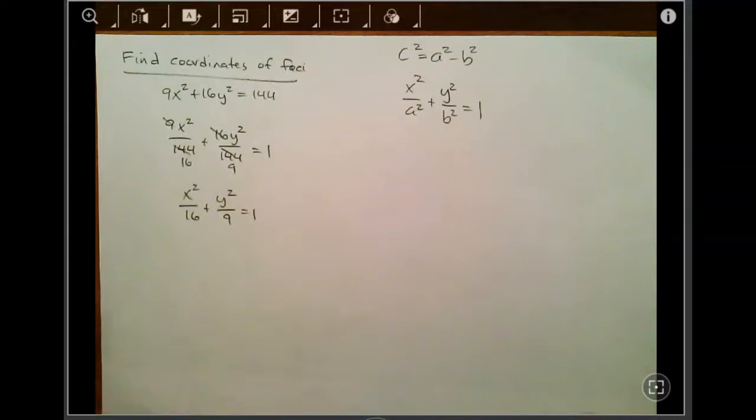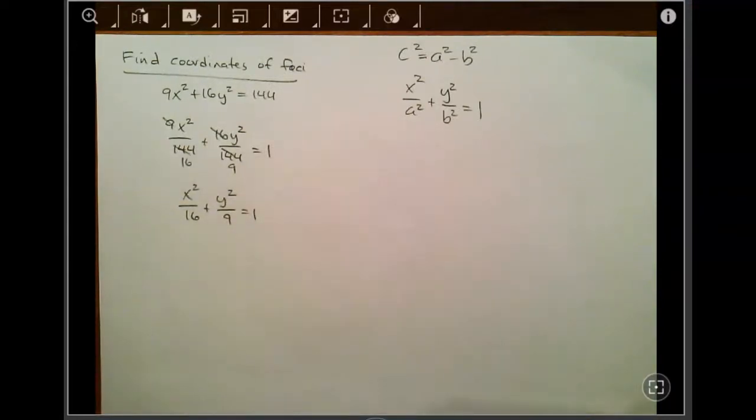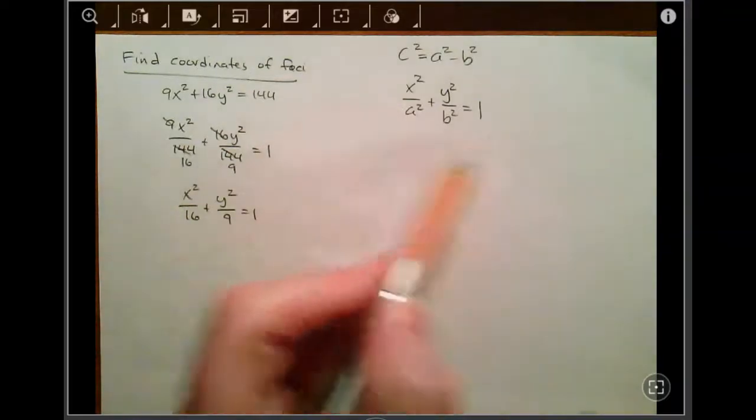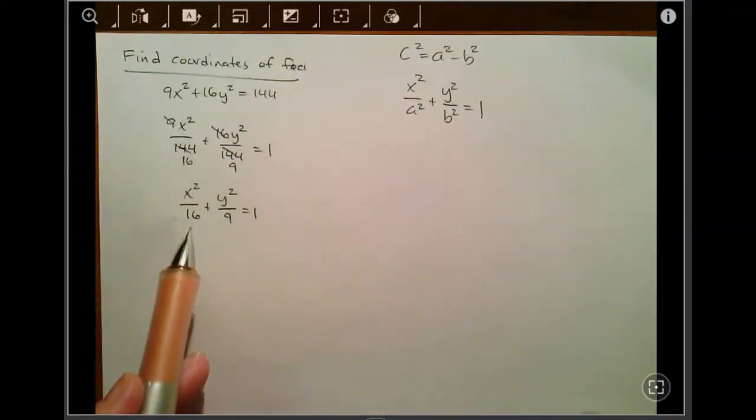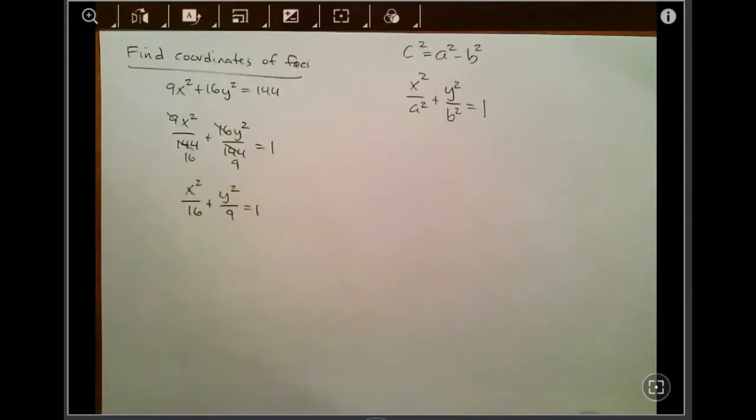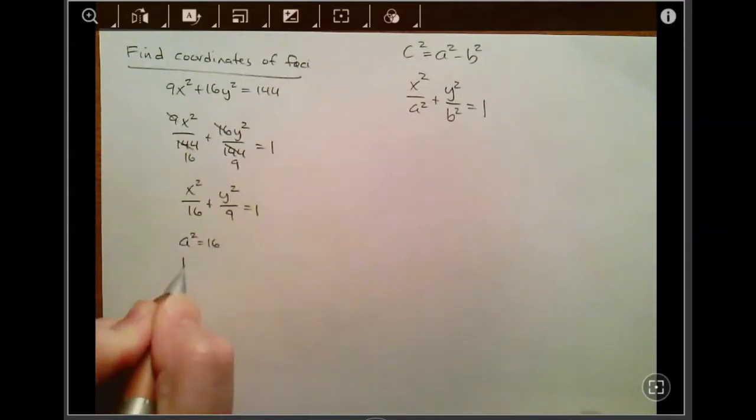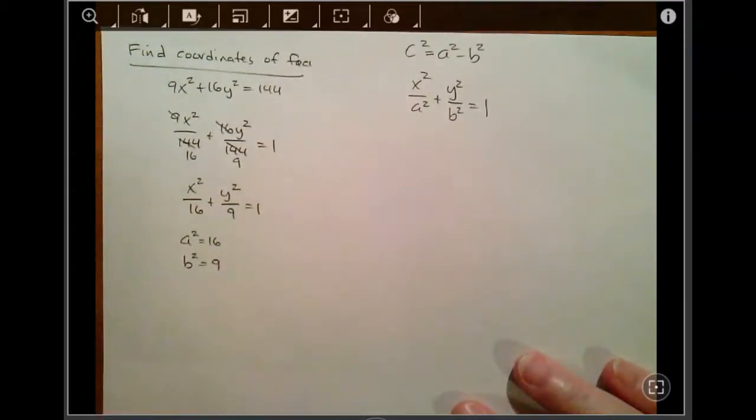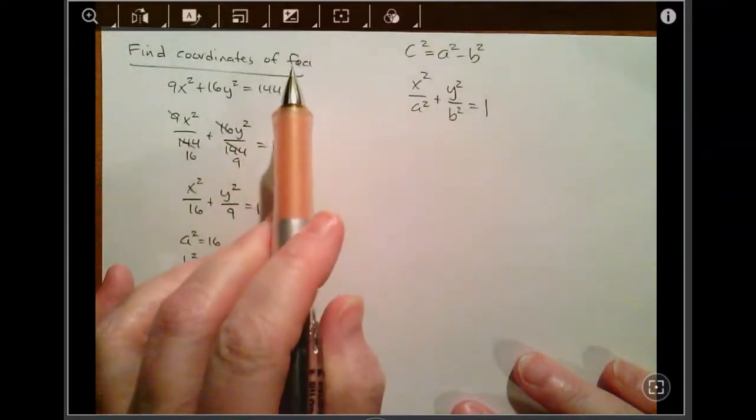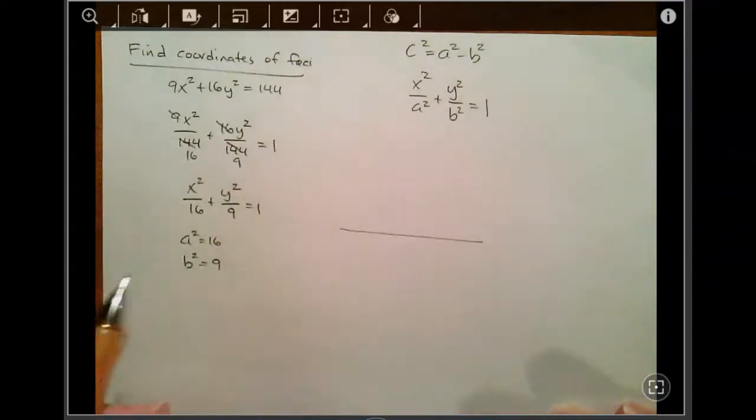So we did end up at this form, right? The a squared, the larger number, ended up being under x. Which form it is doesn't matter so much as just that you recognize that the larger value here is going to be a. So we know that a squared equals 16, b squared equals 9, and now if our goal here was to find the foci, we know that it's centered at the origin because it can be written in this form.